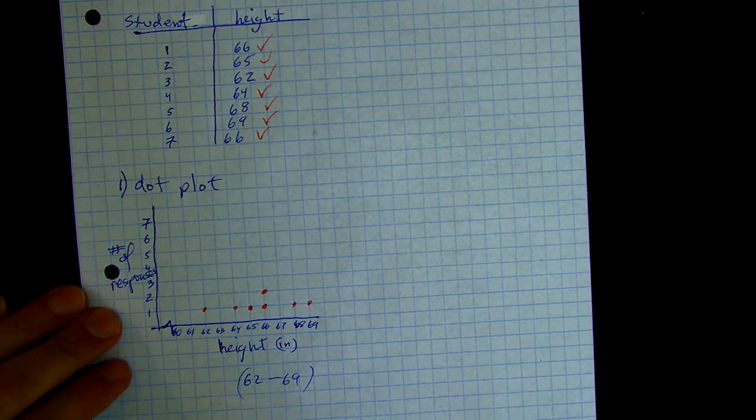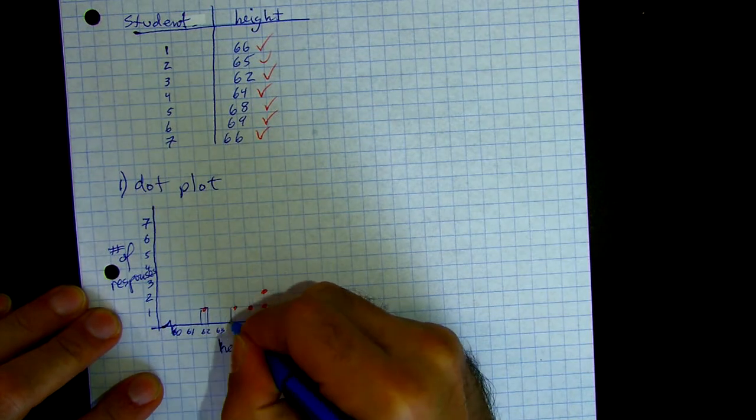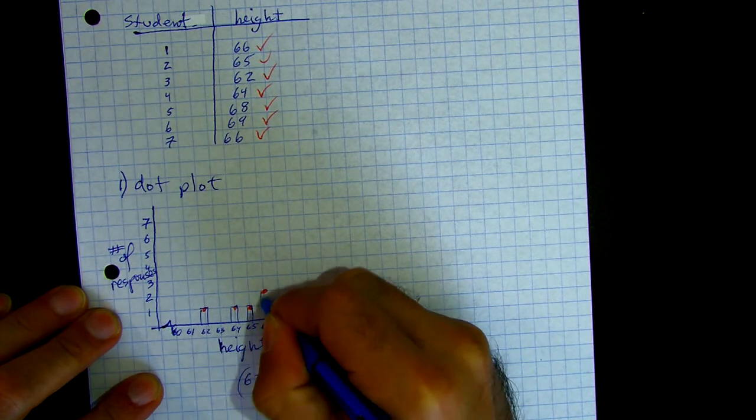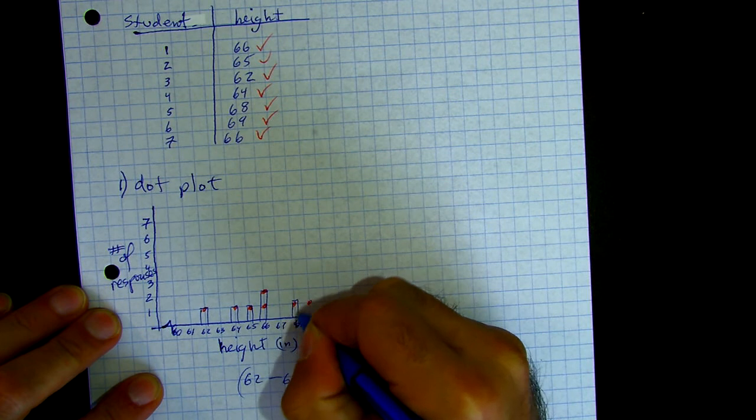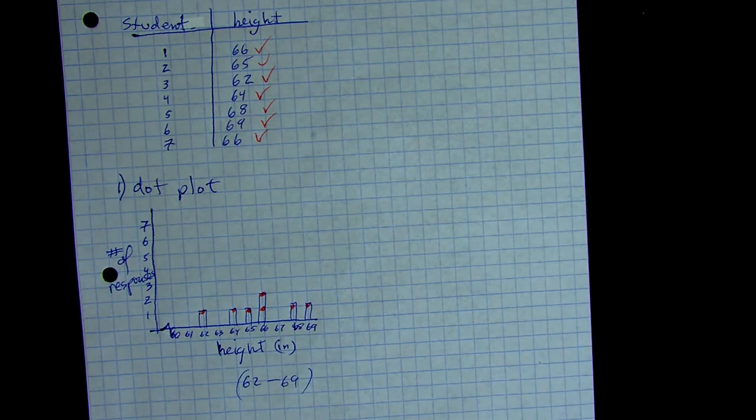Now, if you were doing a histogram, you would just make these into columns. You'd make them into rectangles. And that is just a quick reminder of what a histogram is. Mainly we're looking at dot plots.